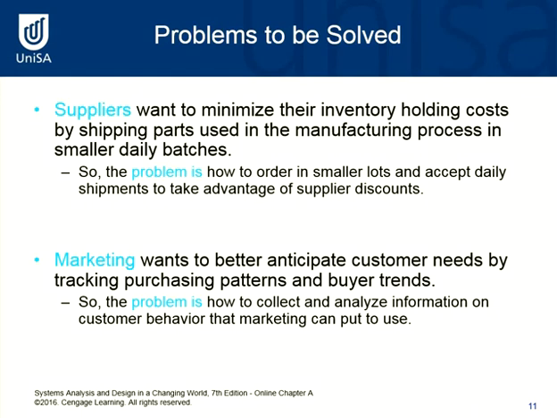Suppliers want to minimise their inventory holding costs by shipping parts used in the manufacturing process in smaller daily batches. So that's the problem, or that's the need, I guess, or the desire from the supplier's point of view. What's the actual problem? The problem is how to order in smaller lots and accept daily shipments to take advantage of supplier discounts. So there's kind of a need and a desire that target groups can specify or have specified.